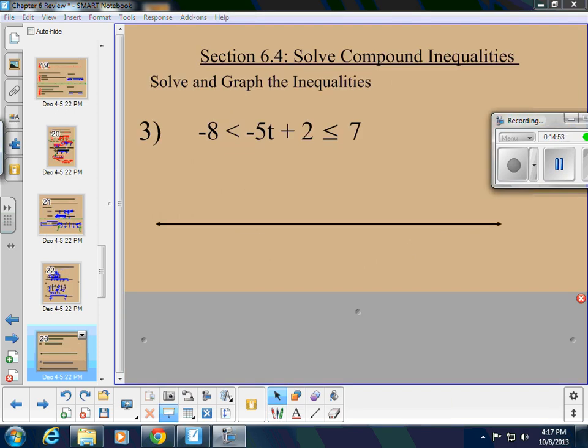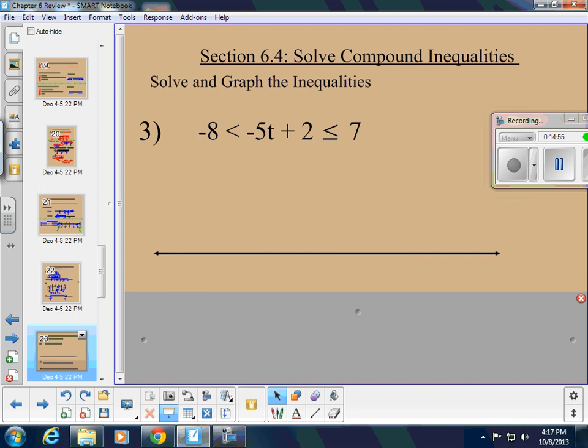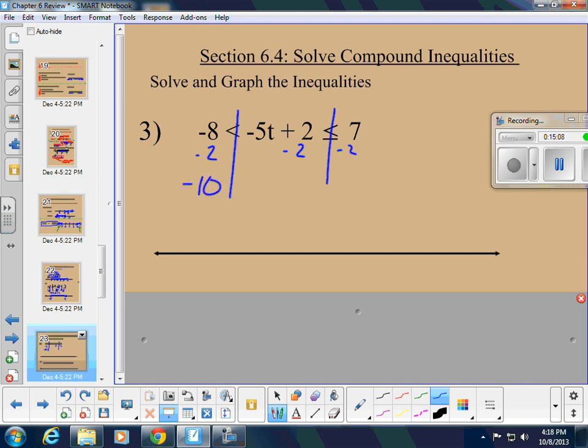And I want to go through one more example just to show you one more thing about compound inequalities that makes them just like other inequalities. So this one again, I'll go through some steps here to solve it and get t by itself in this case. Well, again, I'm going to subtract 2 from all sections of this inequality, so I'm going to get negative 10 is less than negative 5t, which is less than or equal to positive 5. And so what do I have left in this one? Well, then I just have to divide everything by negative 5.